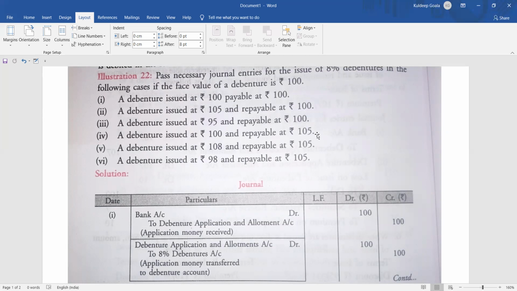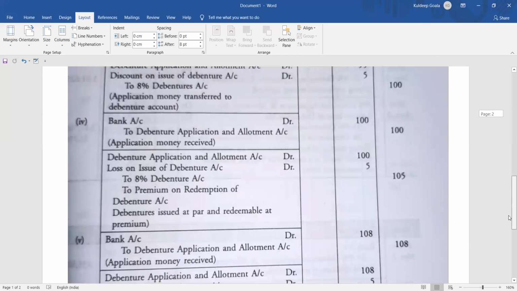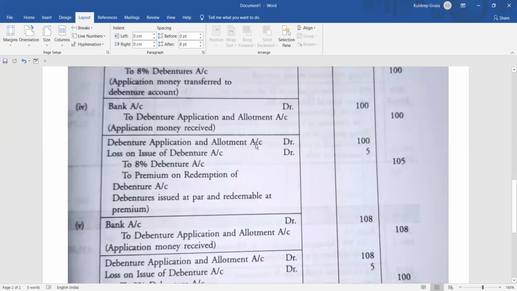So while transferring, you have to calculate this loss. And why is this loss there? Because of the premium. We are redeeming at premium. So let's see what the entry is here. Debenture application allotment account debit, 100 rupees. That is clear. That will go to the 8% debenture account. To 8% debenture account, how much? It will be 100 rupees, right? There is some typing error here.